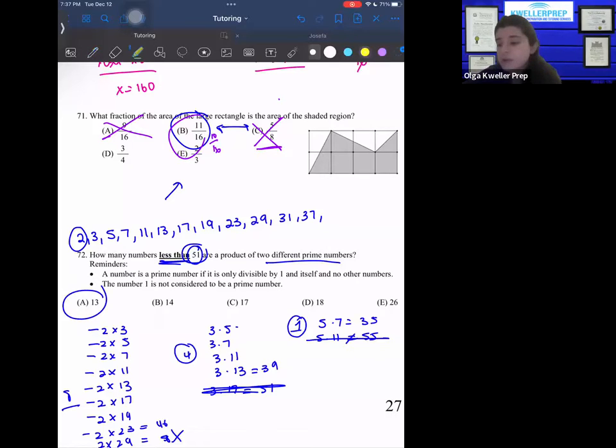And be really careful to follow the instructions. Less than means less than, doesn't mean less than or equal to, and 2 different prime numbers. So that's why we didn't do 2 times 2 or 3 times 3 or 5 times 5, because the parameters of the problem told us they have to be different prime numbers.